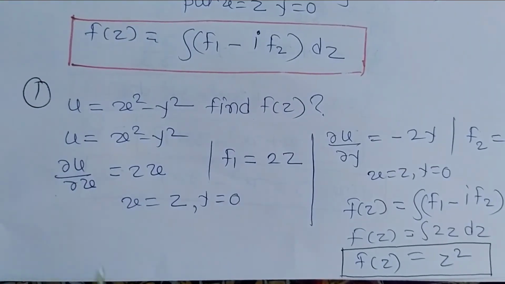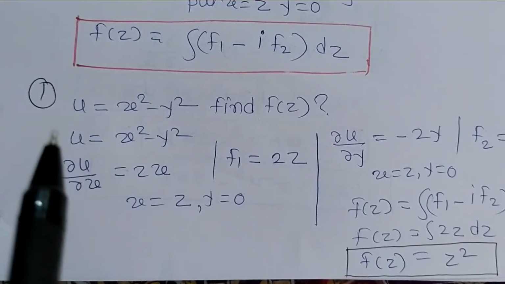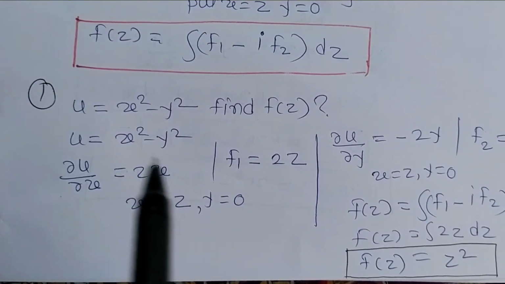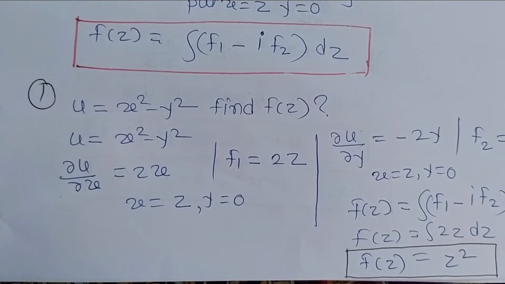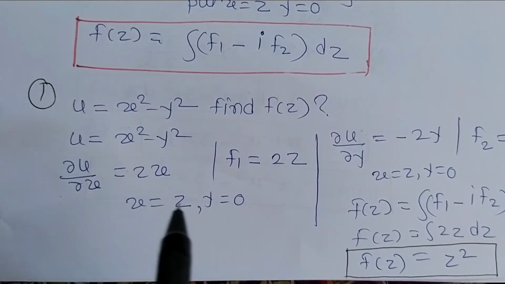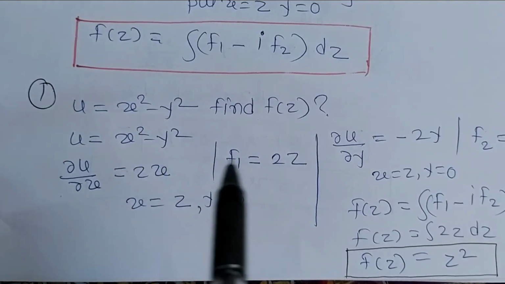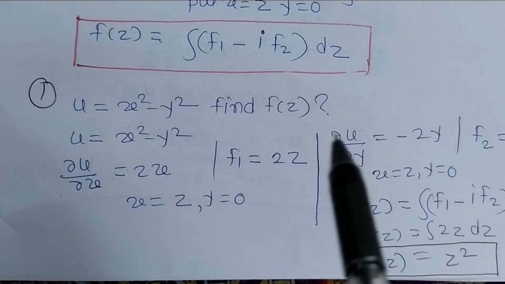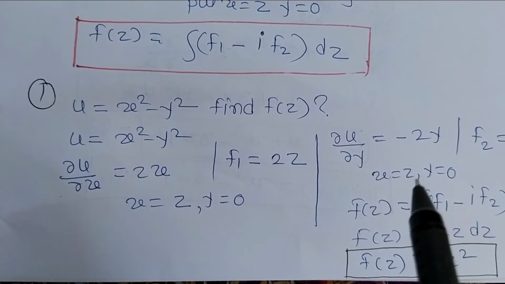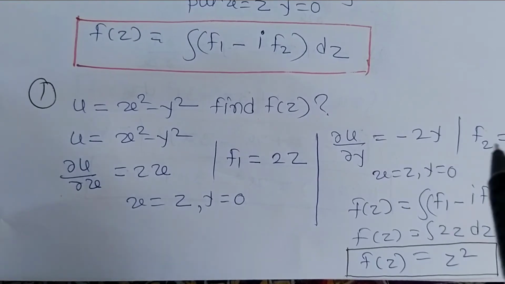Here the first example is u is equal to x square minus y square, and we have to find the f of z. Then dou u by dou x is equal to 2x, that is f1 is equal to 2z, because we put x is equal to z and y is equal to 0. And dou u by dou y is minus 2y. Here we put x is equal to z and y is equal to 0. When we put y is equal to 0, dou u by dou y, that is f2, becomes 0.